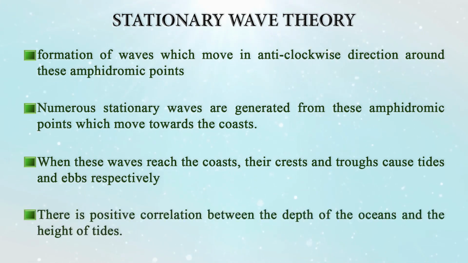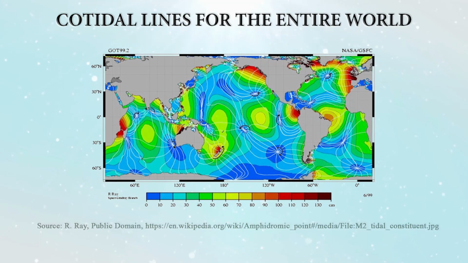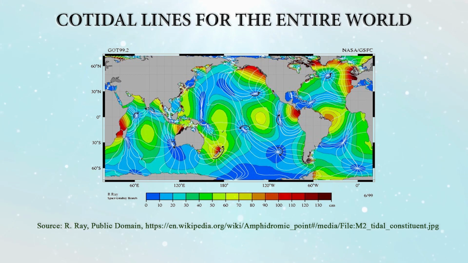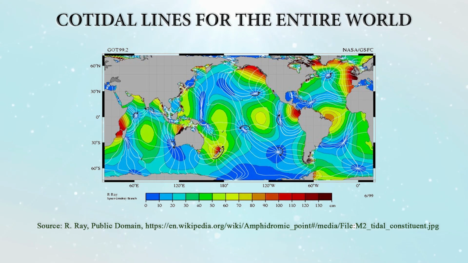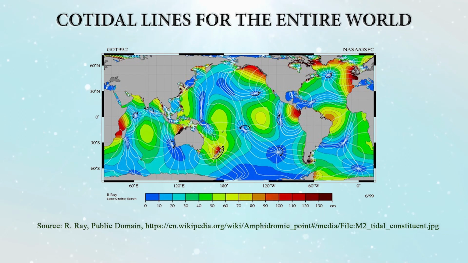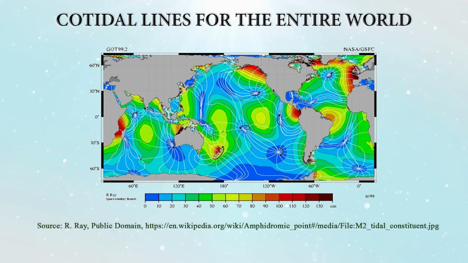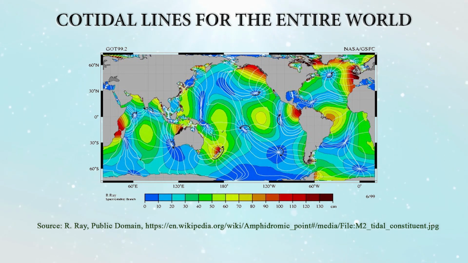There is a positive correlation between the depth of the ocean and the height of the tides. The greater the depth, the greater is the height of the tide. Now in this world map, which is an open source world map that I have downloaded, I am showing it over here. You can see several amphidromic points, and along these amphidromic points the height is almost zero. It is shown in dark blue, and then the co-tidal lines, the diagonal lines reaching towards the coast from these amphidromic points, are actually co-tidal lines.